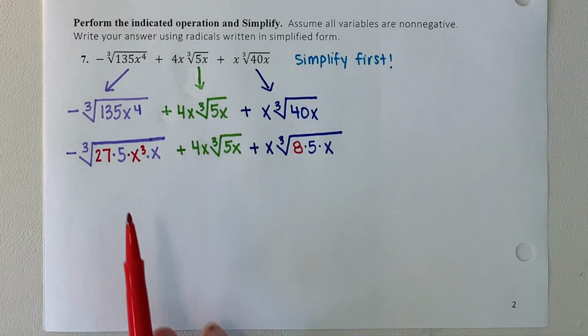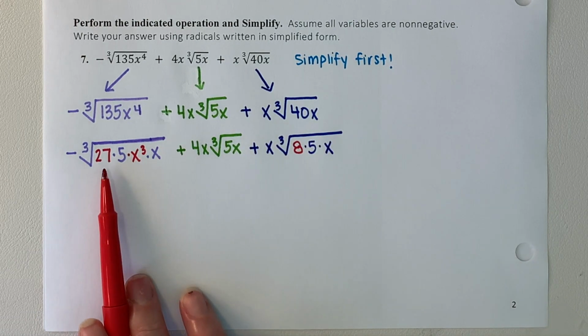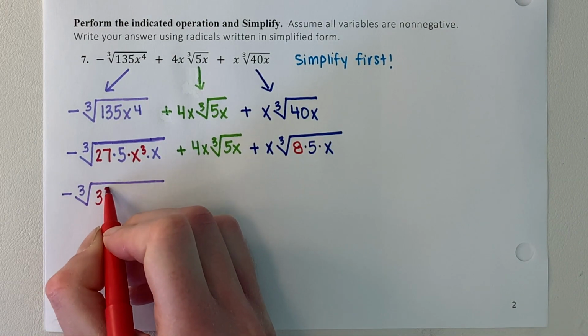Now that we've identified all of our largest perfect cubes in red, anything that's a perfect cube underneath the radical, we need to write it as some quantity cubed. 27 can be written as 3 cubed.